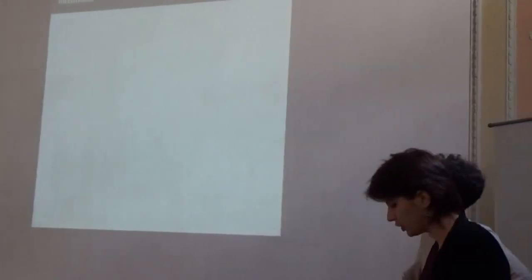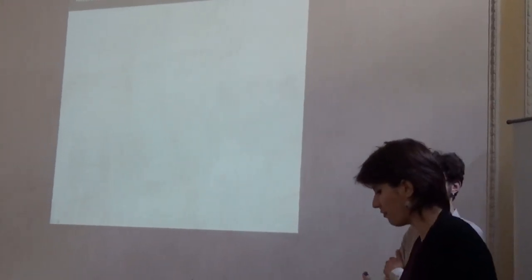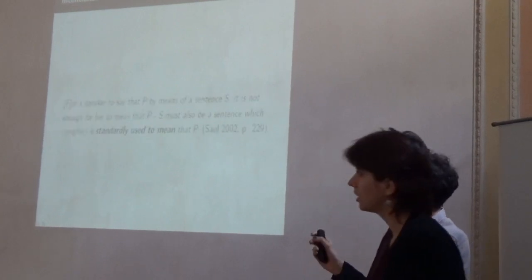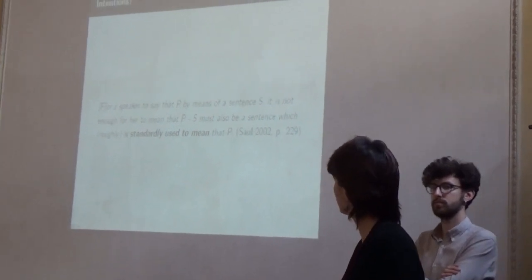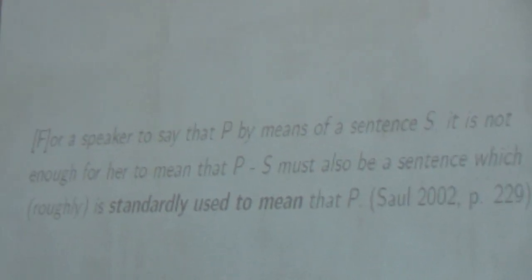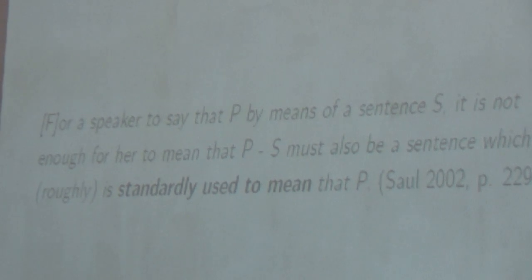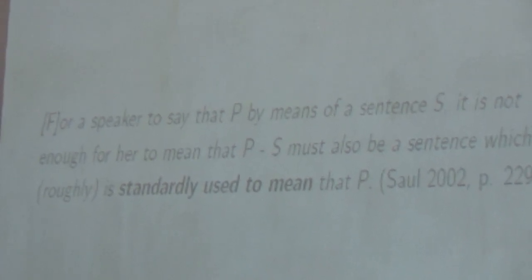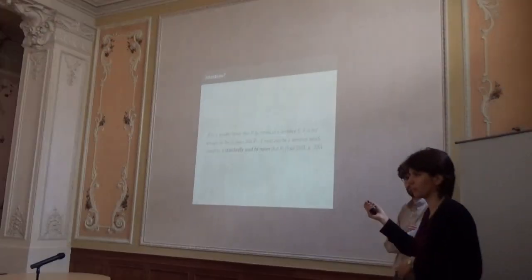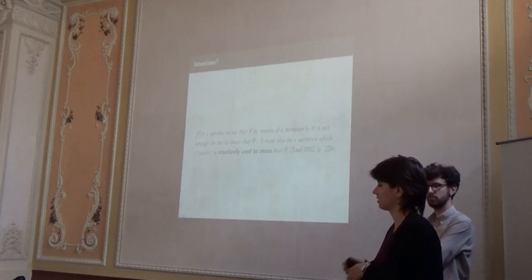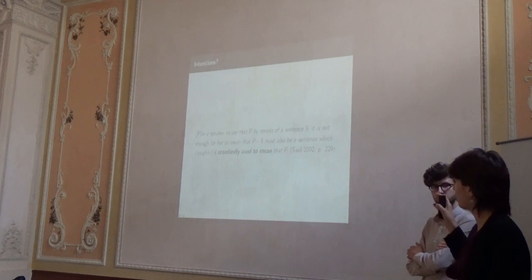And this is related to the fact that there are constraints on what is said. That is an idea that comes from Grice, and that Jennifer Saul elaborated in a work of 2002. In particular, she expresses very clearly that for a speaker to say that P by means of a sentence S, it is not enough for her to mean that P. S must also be a sentence which roughly is standardly used to mean that P. Actually, we can also use sentences in non-standard ways, as we can see also in the example we saw, because the meaning, the reference, of the utterances are not the standard ones.